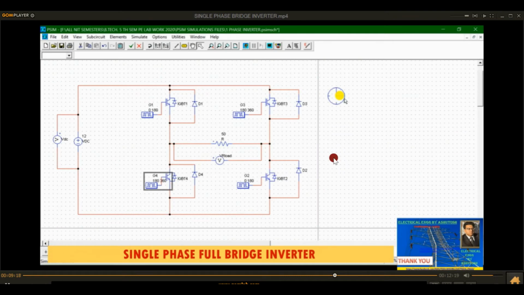And what is the purpose of diodes D1 to D4? If the load is purely resistive, there is no need to put diodes D1 to D4, as the output voltage and current are always in phase, and here we have connected a purely resistive load.